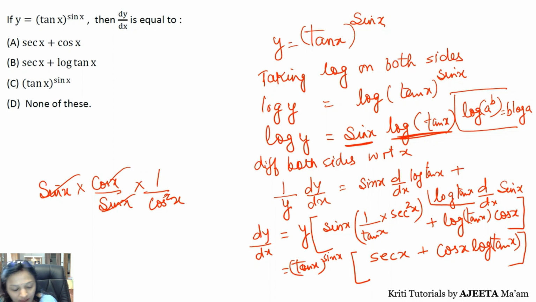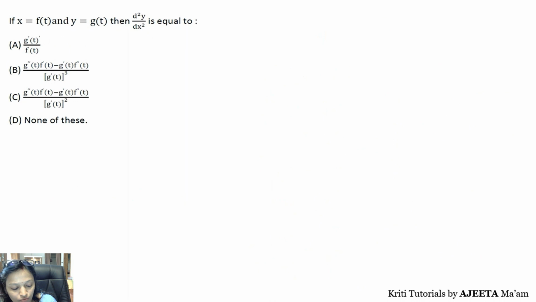So this is how we have. So the option will be D here. But if it is for subjective, then definitely you can solve it in this way, right? Now let's move on to the next.